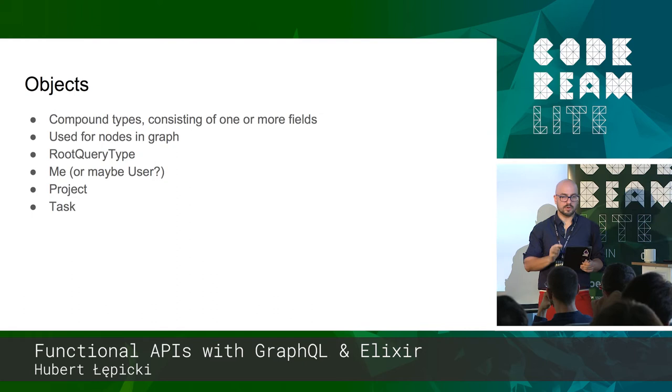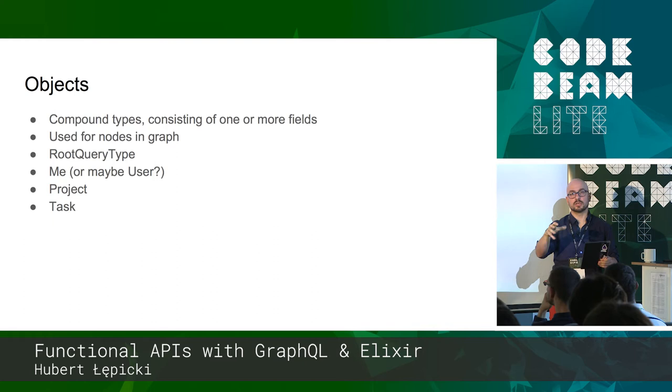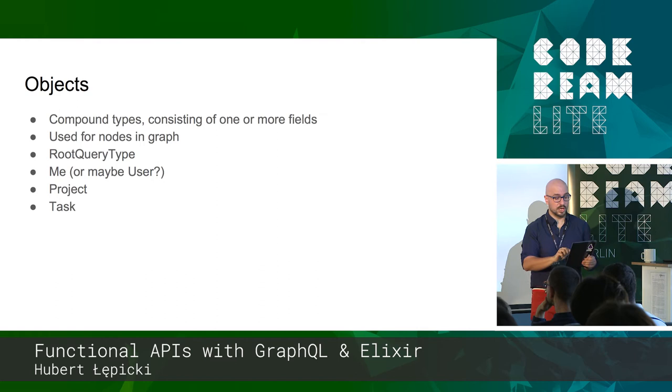There's one reserved object type called root query type that's a parent of all of your API. And then below that in the graph you have maybe user or me object depending on how you specify it. Then probably you have a project and task that matches our example.